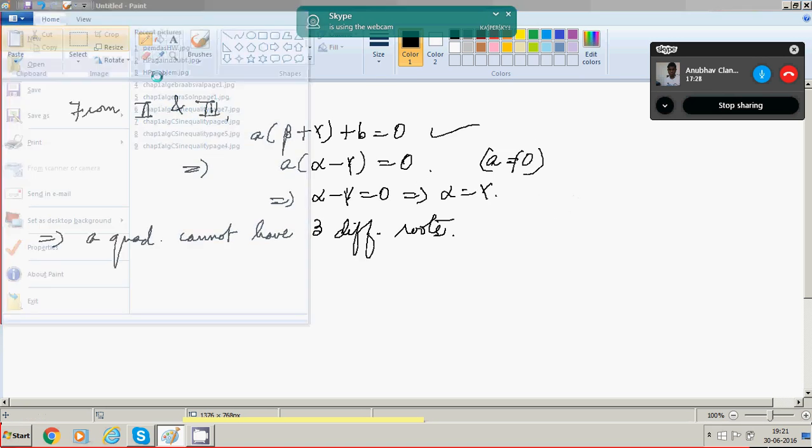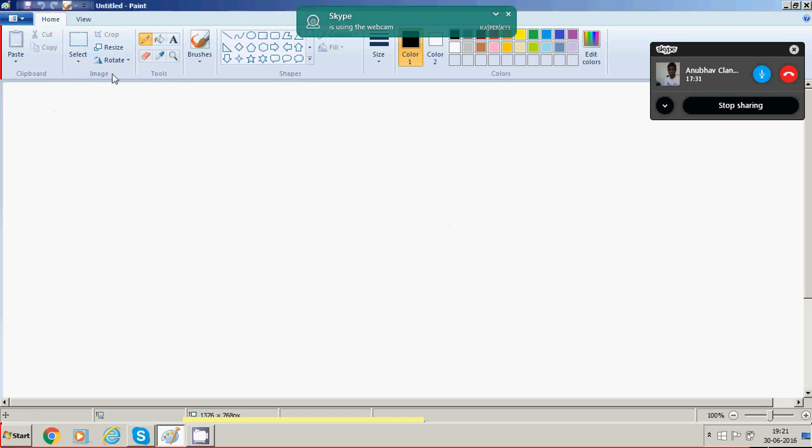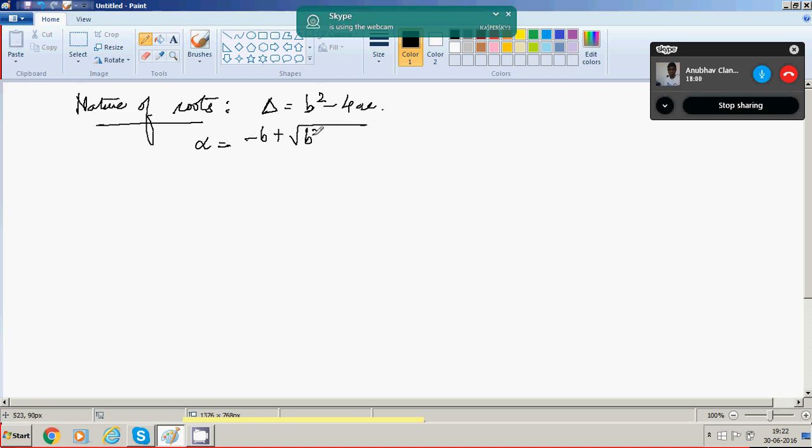Next we come to the nature of roots, which you had learnt again in your high school program. The nature of roots is dependent on the discriminant delta equal to b squared minus 4ac. We will quickly review it. Are you taking notes? Yes, sir. Okay.